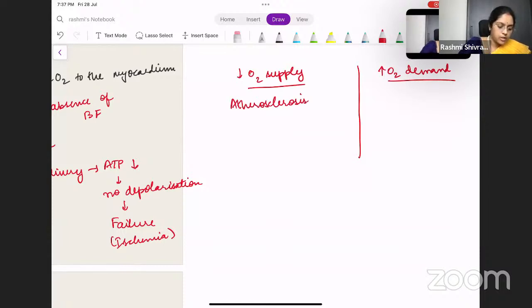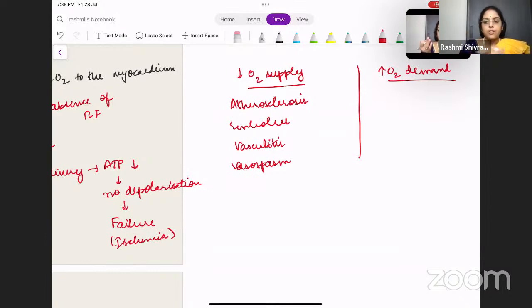That can happen in atherosclerosis, or when there is an embolus, or when the vessel wall is inflamed, which is vasculitis, or there can be a vasospasm. You may take some drugs which may cause vasospasm. So all these conditions cause a decrease in oxygen supply.